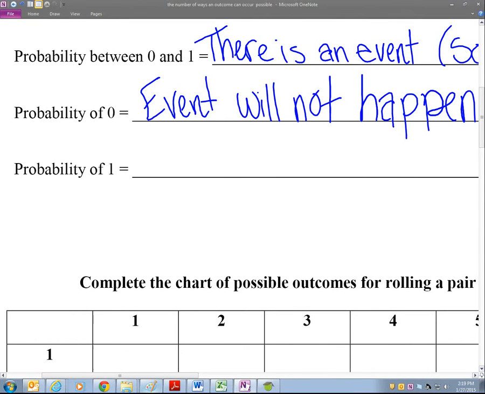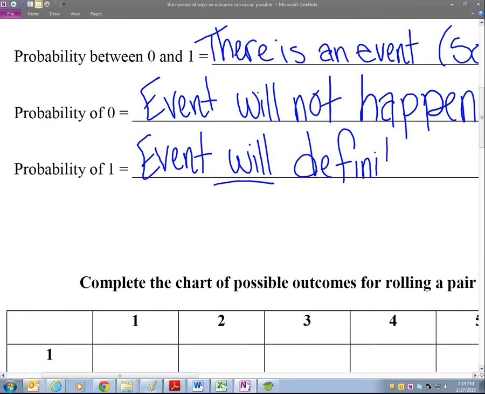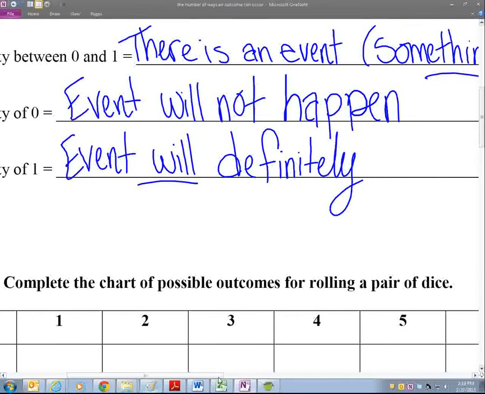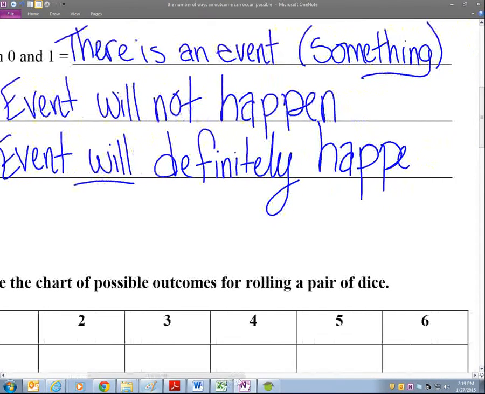Okay, probability of 1 is when an event will definitely happen. The event will definitely happen.